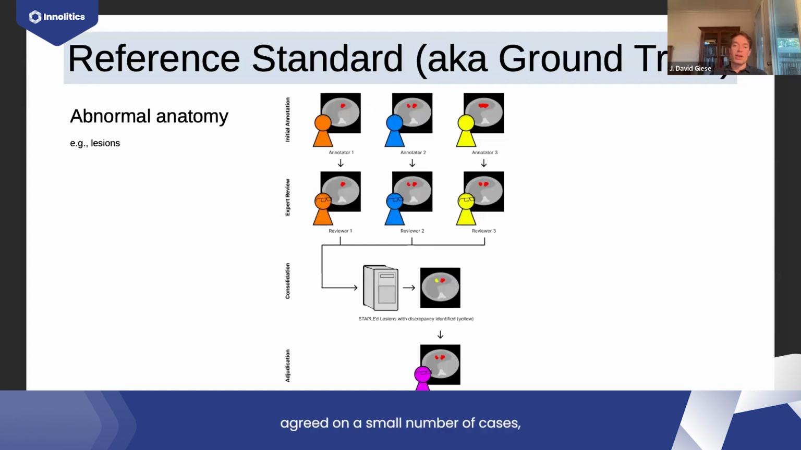Once it's agreed on a small number of cases, then you'll actually run the study. The purpose of that is to get agreement on the protocol. I've read about people doing that a number of times in other 510Ks and studies, but I don't know if we've ever done that.